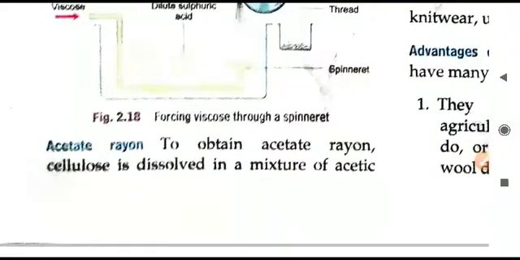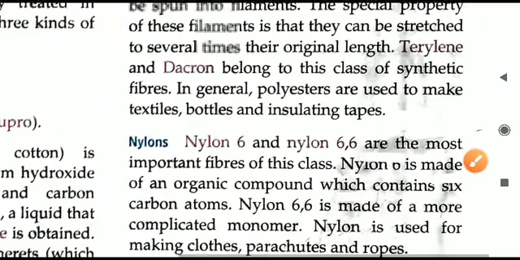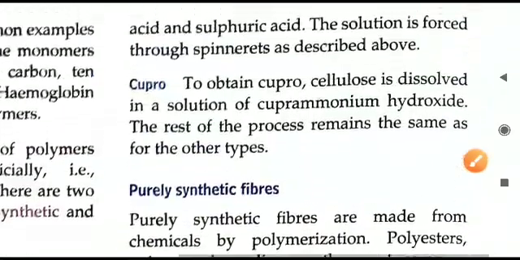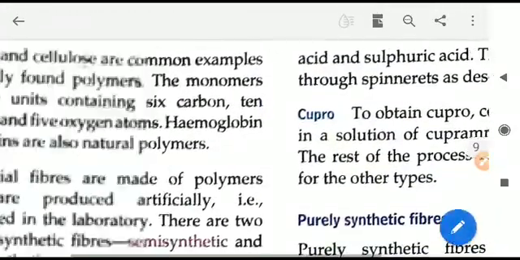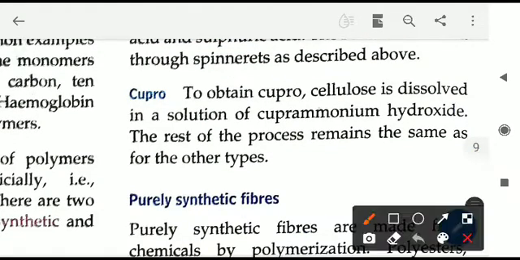We will see the next type of rayon now, acetate rayon. Acetate rayon, how we will take? We will take the same cellulose or cotton, and this cotton is dissolved in the mixture of acetic acid. This time we will take acetic acid, and another thing that we are taking is sulfuric acid, and again the same thing, we will take the same solution through the spinnerets, and we will get the acetate rayon also.